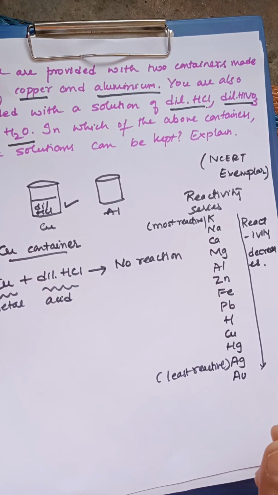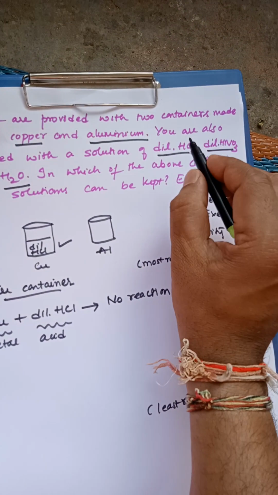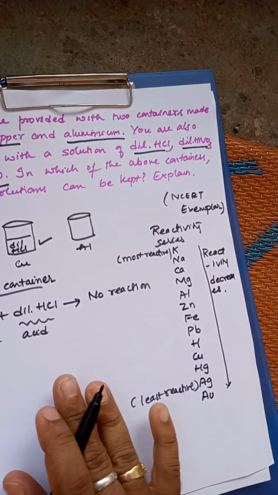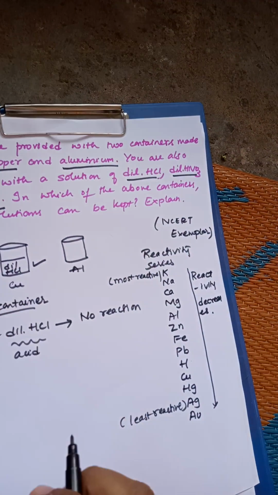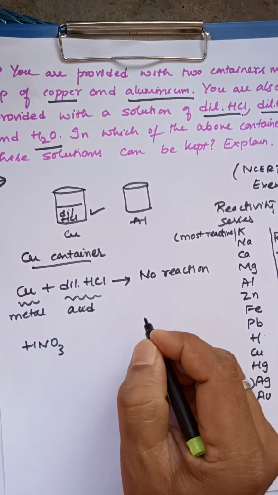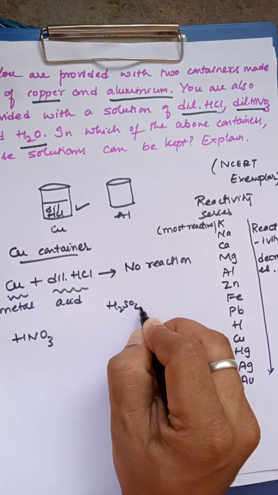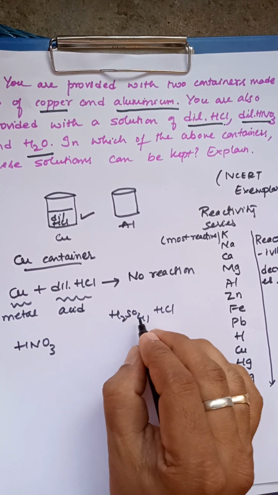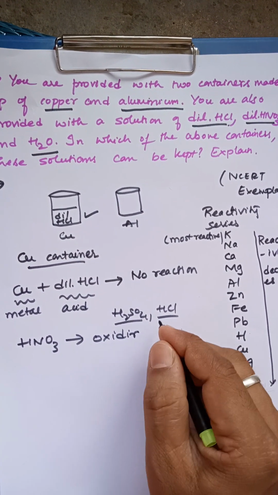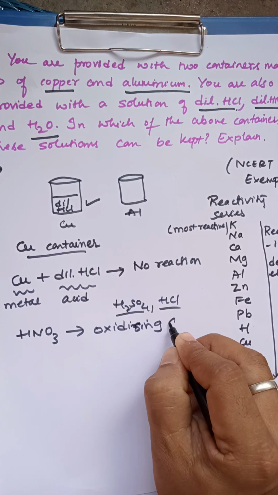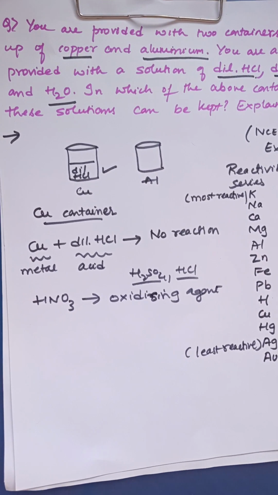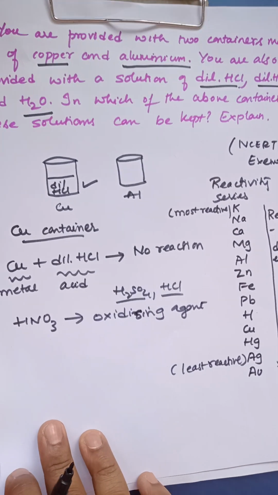So now let's take the copper container. Let's take the next solution here, dilute HNO3. Can we store dilute nitric acid in copper container? Nitric acid, unlike the other two commonly used acids, sulfuric acid and hydrochloric acid, is a very good oxidizing agent. It's a strong oxidizing agent. We have already learned that an oxidizing agent is a substance that helps in oxidation.